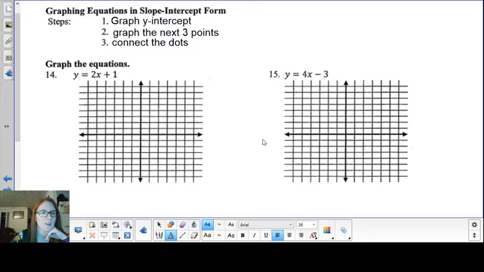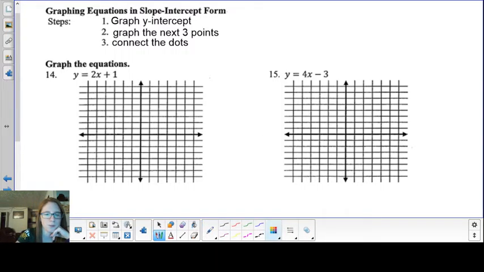So let's take a look at number 14. First step is we're going to graph the intercept. The intercept is a number all by itself, which is 1. So I'm going to start at 0 and I'm going to go up 1.